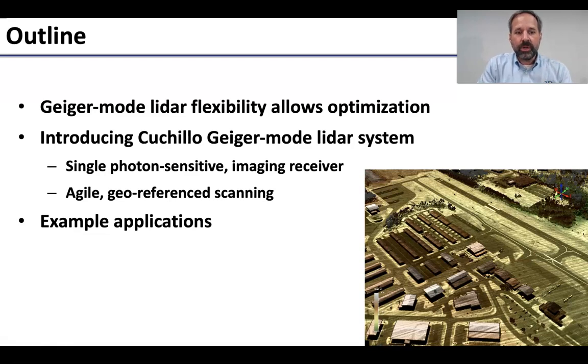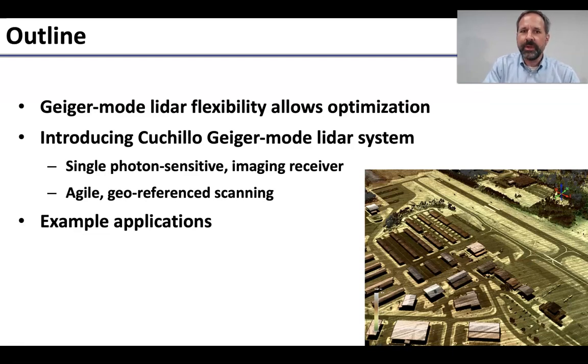Today, what we'll cover is a little bit of background about Geiger-mode Lidar. I hope one of the themes that comes through clearly is about the flexibility that these single photon sensitive lidars enable. Next, I'll be introducing our flagship new product. It's a Geiger-mode Lidar system called Cuchillo. I'll talk a little bit about how it works, what's unique about it, and show you some imagery, and we'll talk about some applications. And just as a teaser, on the right there is an image from this system, and I'll tell you more about that.